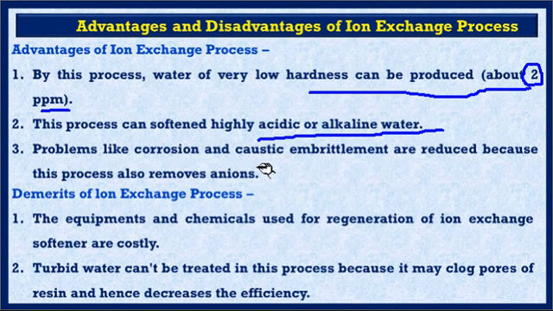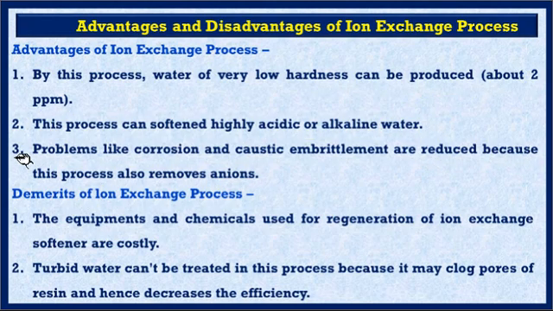Problems like corrosion and caustic embrittlement are reduced because this process also removes the anions. This is the major disadvantage of the zeolite process. So this disadvantage of the zeolite process is overcome in the ion exchange process because it can remove all the anions also from the water.